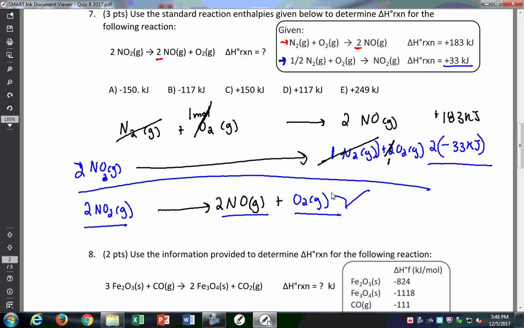So now I know I did everything correctly. I can just add this together. 183 kilojoules plus 2 times negative 33 kilojoules, and that will give me my delta H reaction. Don't forget to multiply it by 2 though. If you multiply the equation by 2, you have to multiply the delta H by 2. If I switch the reaction order, I have to switch the sign on my delta H reaction. So be careful there.